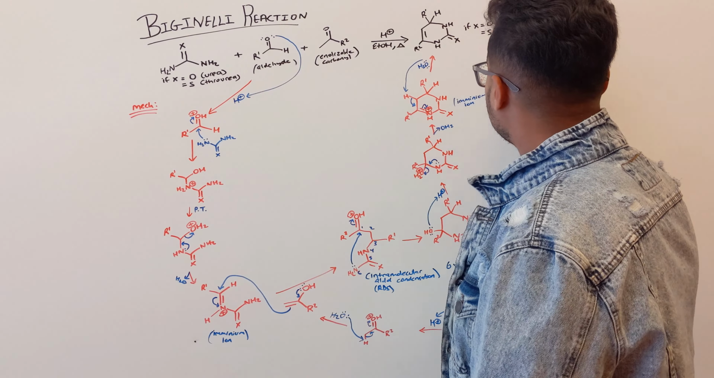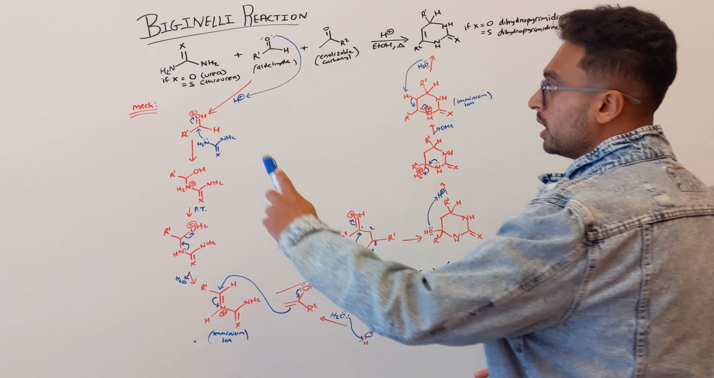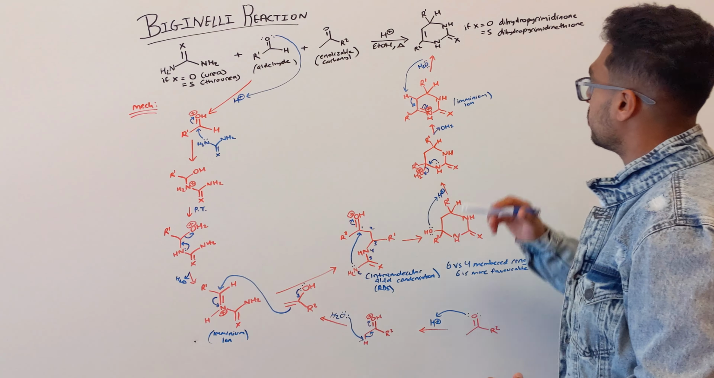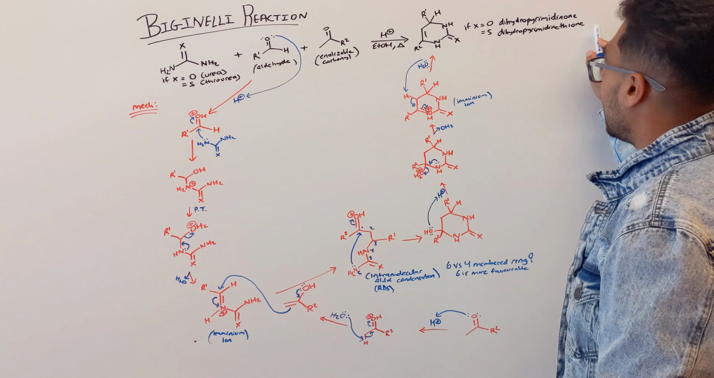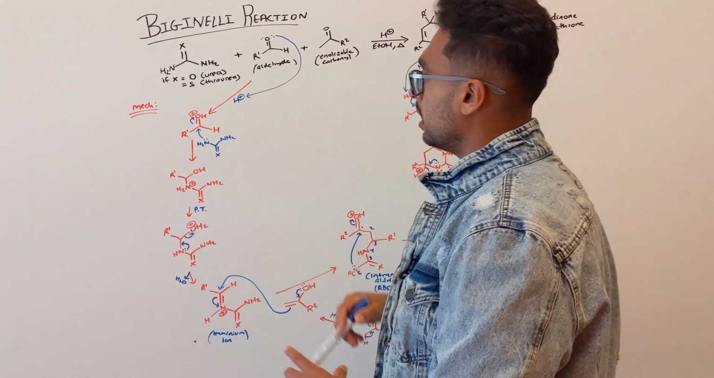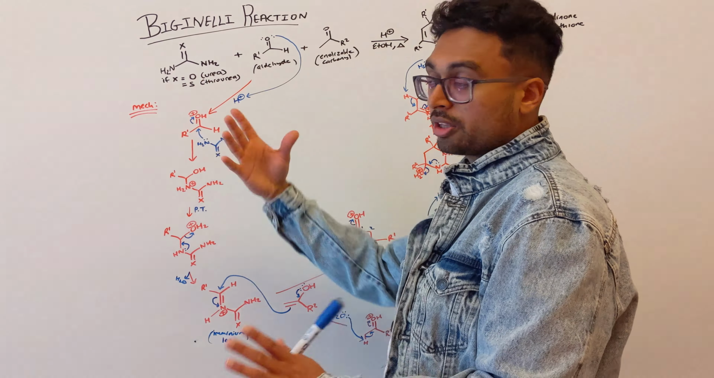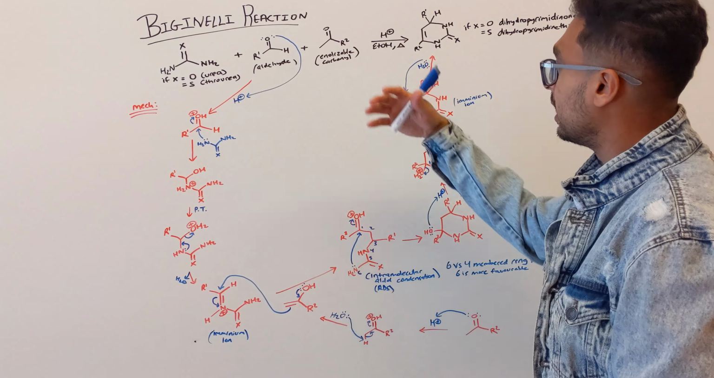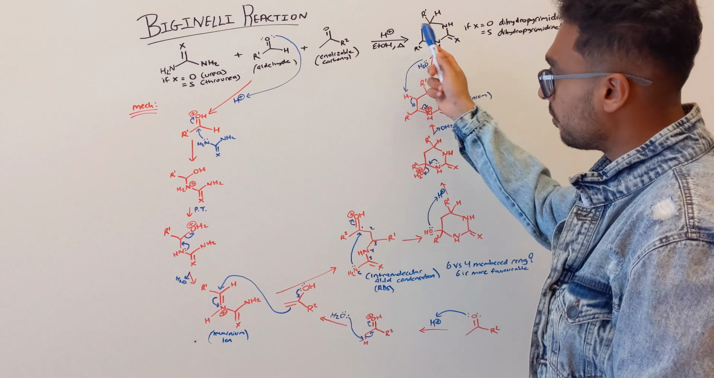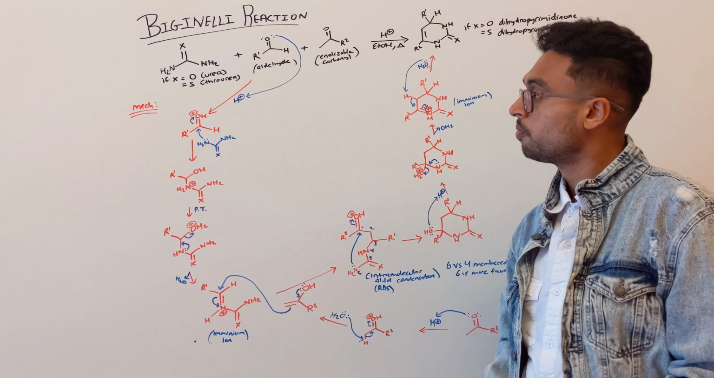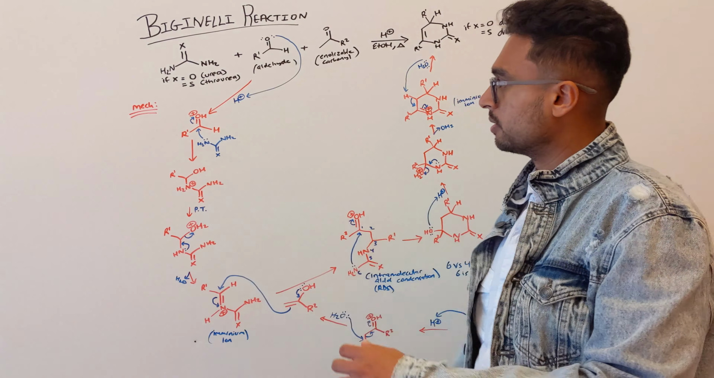If we want to generate dihydropyrimidinone, we need urea. If we want to generate dihydropyrimidine thione, we need thiourea. Besides urea or thiourea, we need an aldehyde and enolizable carbonyl in presence of an acid and heat. Now let's understand the mechanism.